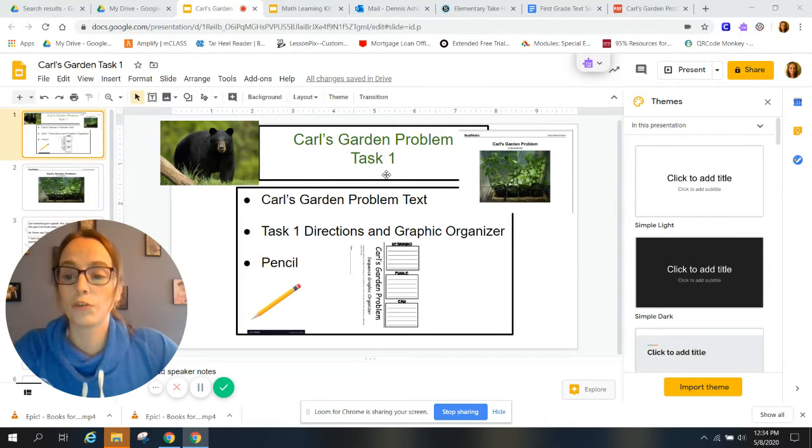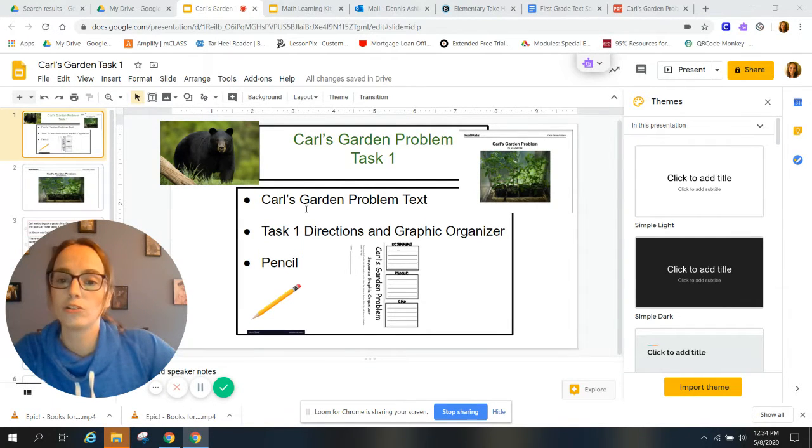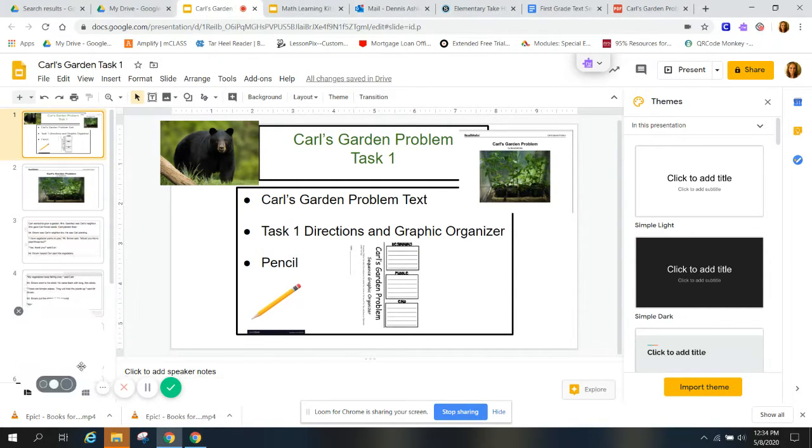Today we're going to be reading Carl's Garden Problem and complete task number 1. For this lesson, you need to find your Carl's Garden Problem text. If you look at this picture, you can see it has a little title, and then a little picture of some plants that look like they're growing up the front of it. We're going to need that text, as well as the graphic organizer and task 1 directions that look like this. There's a beginning, middle, and end, and it's one of those foldable graphic organizers. So you're going to need all of that for our task today.